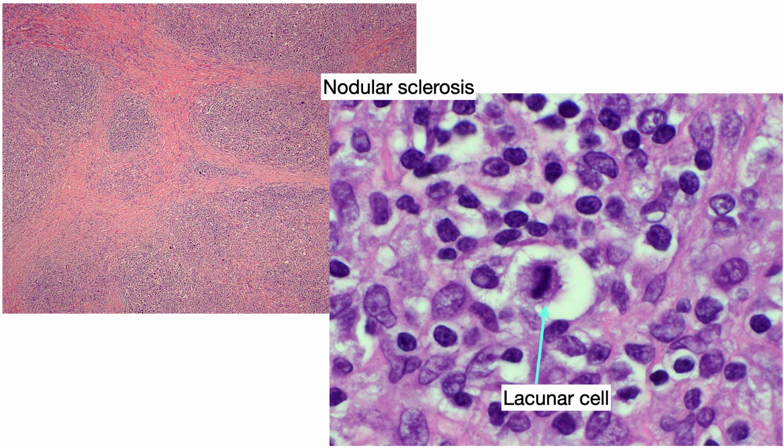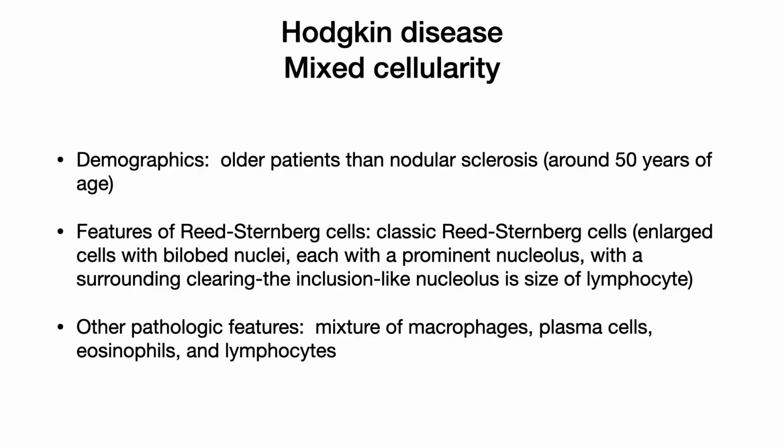To the top left, you can see the light pink areas are the fibrous bands, and they're dividing the neoplasm into nodules. And then the bottom right, this is the lacunar cell, so a multi-lobated large cell. You don't really see nucleoli. That might sometimes be fixation. And then you see the clearing around them, which is the lacunar cell. So mixed cellularity is a second type.